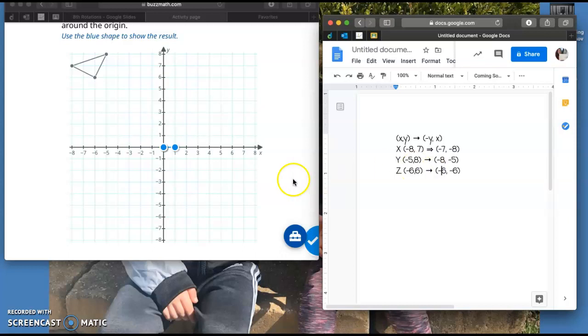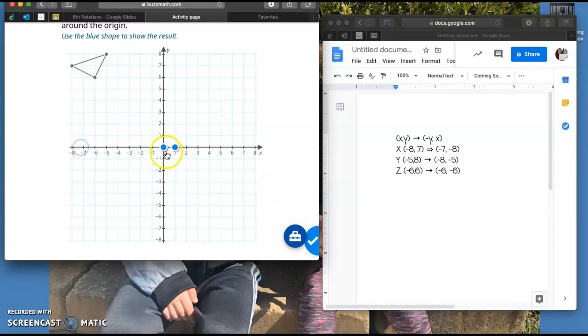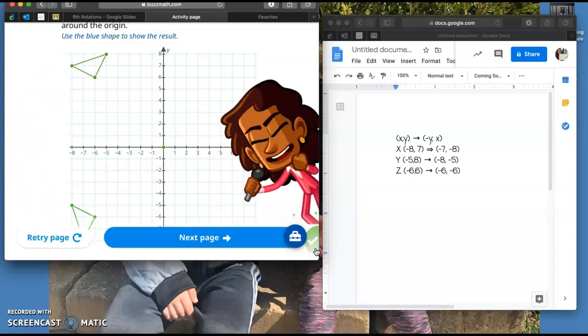All right. Now I'm going to use those, and I'm going to graph them. I'm going to click and drag one of these points. Negative 7, negative 8. That's my first one. Negative 8, negative 5. And negative 6, negative 6. Does it look like the same shape? Yeah. Does it look like it was rotated 90 degrees? Probably. Let's see. Nice.